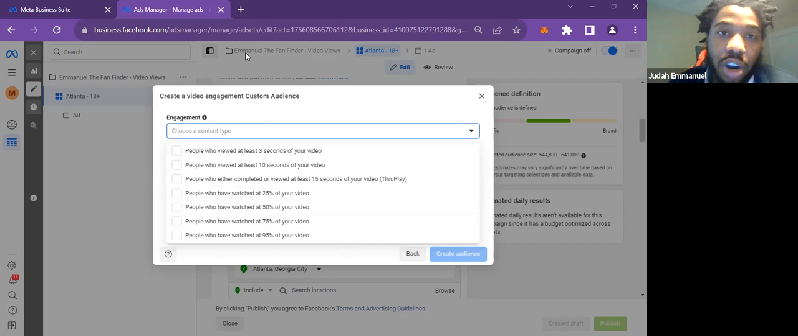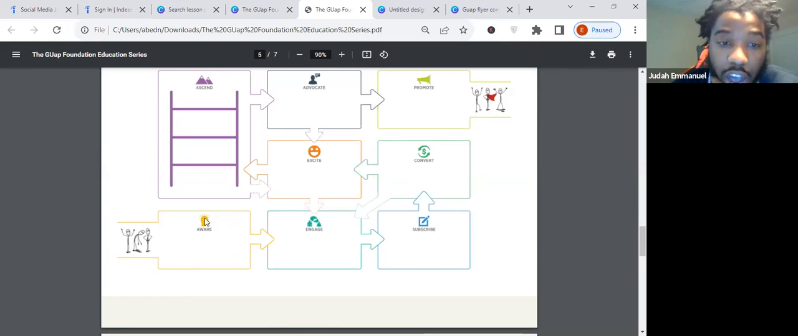Let's head back to this chart. Again, the purpose of this part of the campaign is to funnel the audience that you already have into the engagement stage over here.